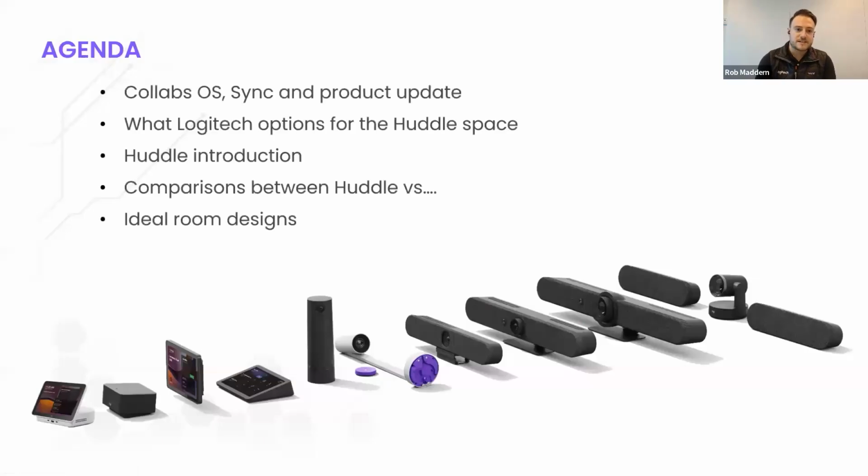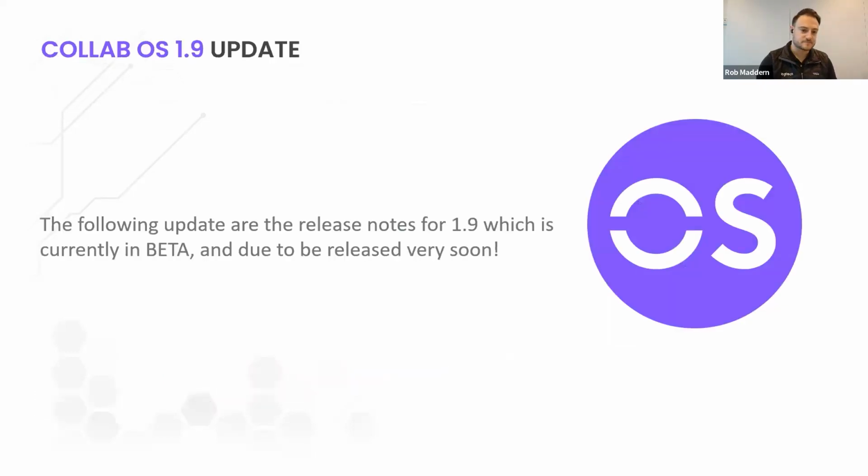Our agenda today: as with most of our Talk Techie themes, we'll talk about the latest COLLABOS updates, Sync, and then our product update. Then we'll go through our Huddle introduction, a bit of a switch around with the agenda there. Then some different options that we've got available to deploy within a Huddle space and what the pros and cons are. Then we'll wrap up with some comparisons between Huddle and some of those other solutions, and have some time for Q&A at the end.